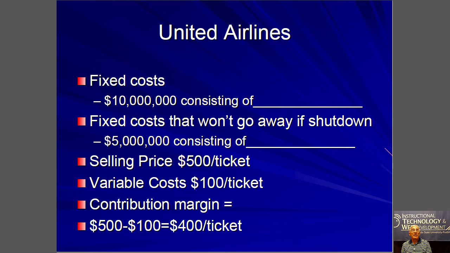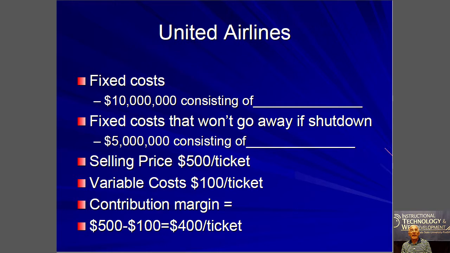Let's say United Airlines has total fixed costs of $10 million. The typical fixed costs are salary expense and maintenance expense. Probably the biggest is leasing their jets. The typical jet today costs about $300 million. Most airlines lease them, and I think they pay about $10 million a year in lease costs.